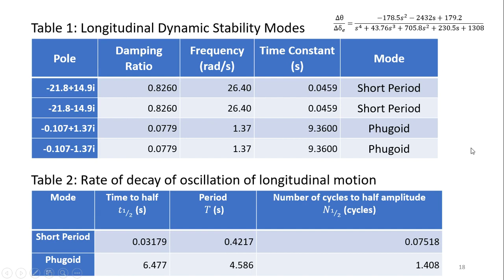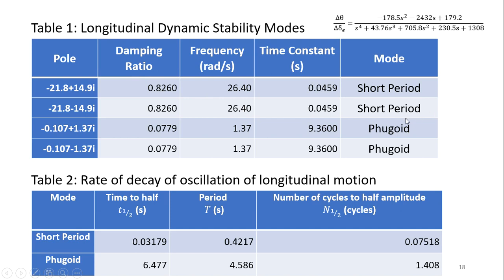The characteristic equation can be obtained by equating the denominator of the transfer function with 0. So equating this with 0, we get the characteristic equation of the system. And the eigenvalues, the roots of the characteristic equation, will show us the behavior of the plane. By knowing the roots, we know its damping ratio, its frequency, its time constant, and the mode.